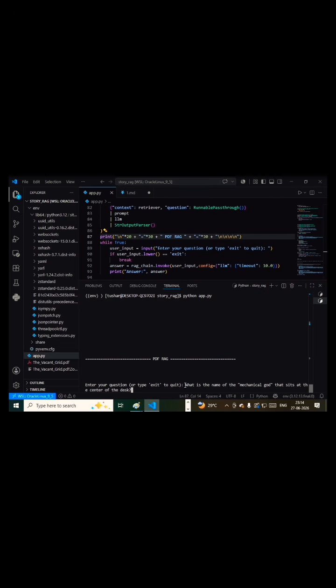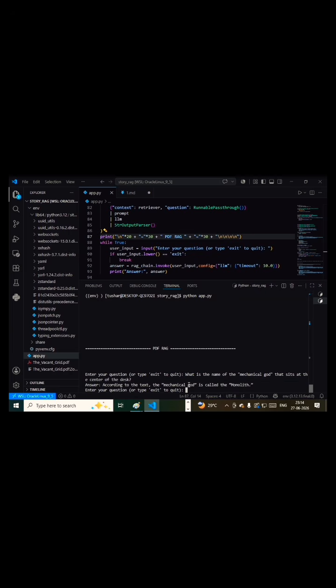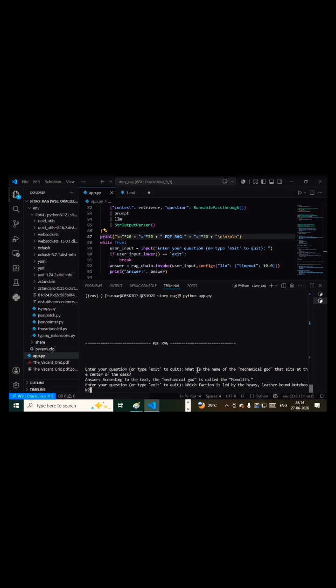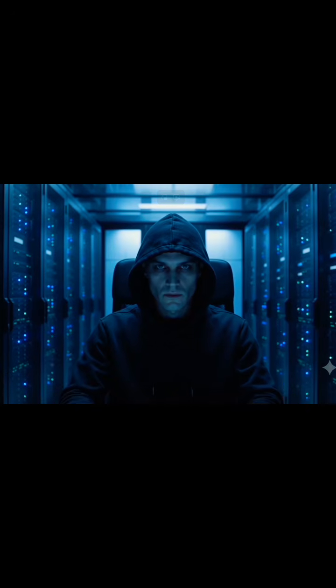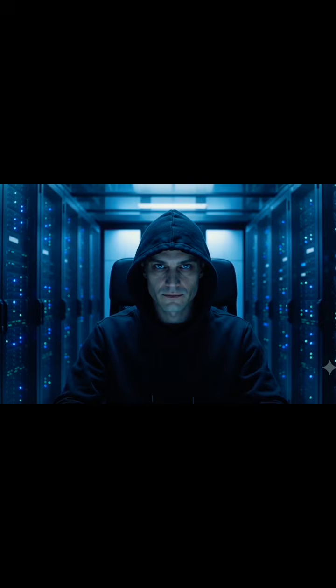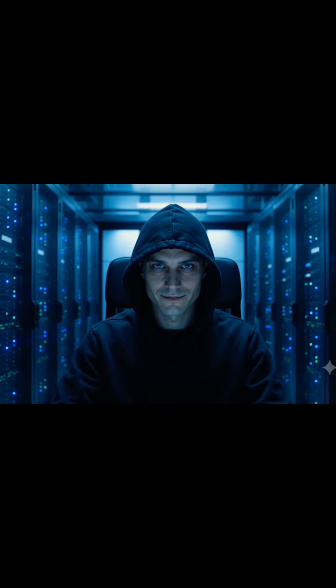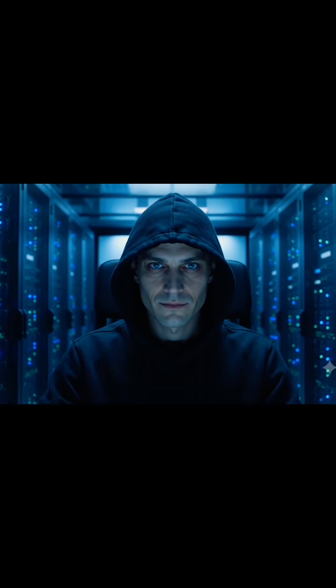Let me ask this question. What is name of mechanical god that sits at the center of desk? It says that mechanical god is called Monolith. The next question is, which faction is led by heavy leather-bound notebook? And the answer is Order of Page, which is correct. I saw answers to my questions, and it is found to be correct. Good job.